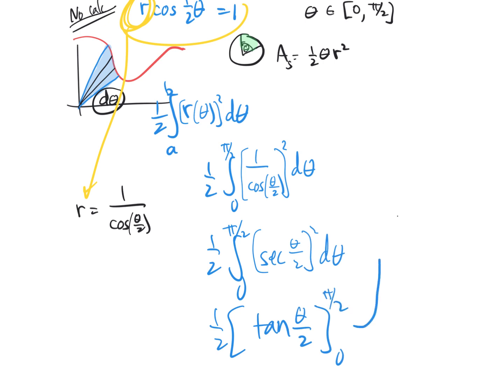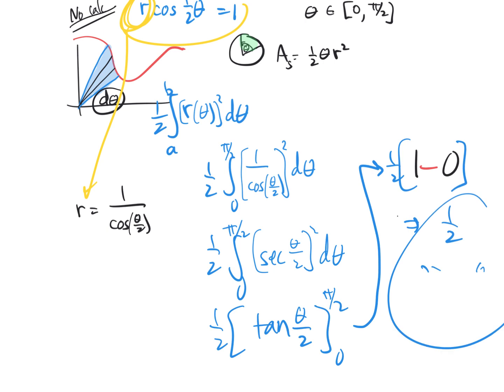So this equals, let's see, tangent of pi over 2 over 2, which would be tangent of pi over 4. Tangent of pi over 4 is 1. And tangent of 0 over 2 is tangent of 0, which is 0. So we have 1/2 of 1, which is 1/2. Choice A.